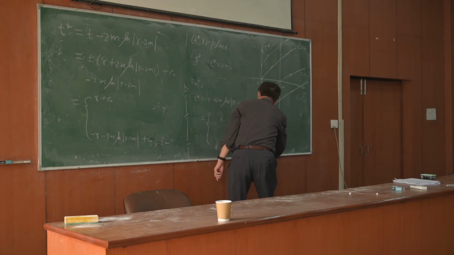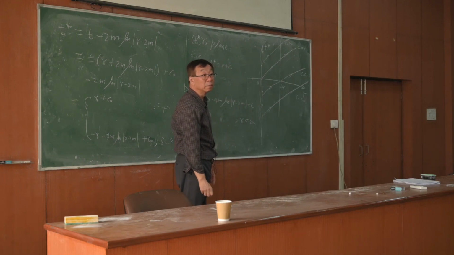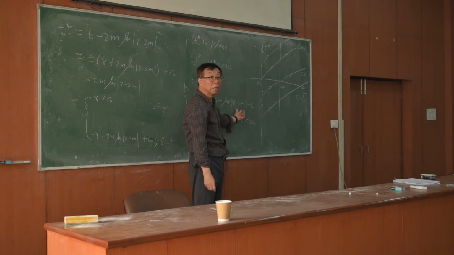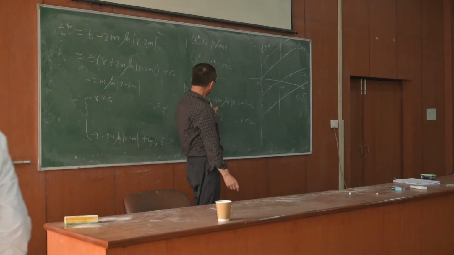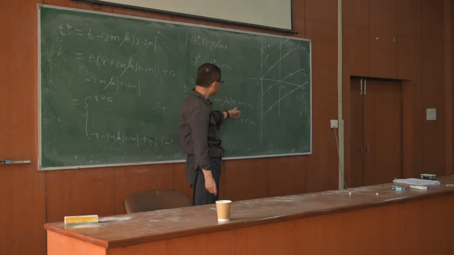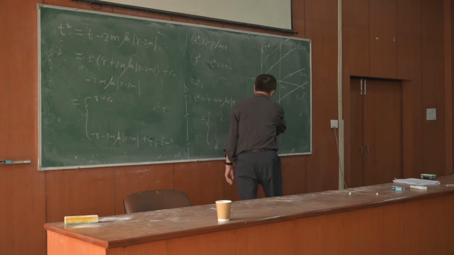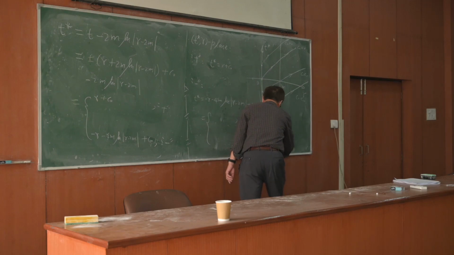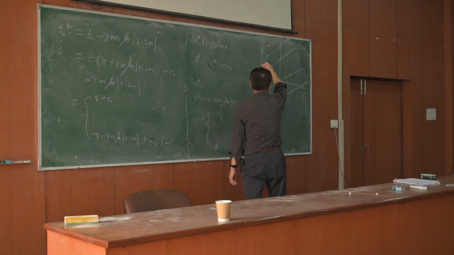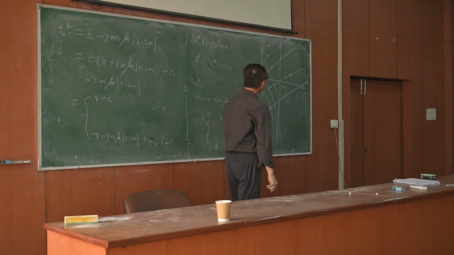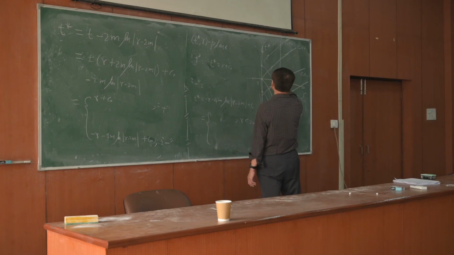Okay. What about when R equals 2M? R minus 2M goes to 0, so the log goes to minus infinity, and the other term is finite. So what I have is the following: this goes to minus infinity, minus infinity, minus infinity. Right? So this will go like this.